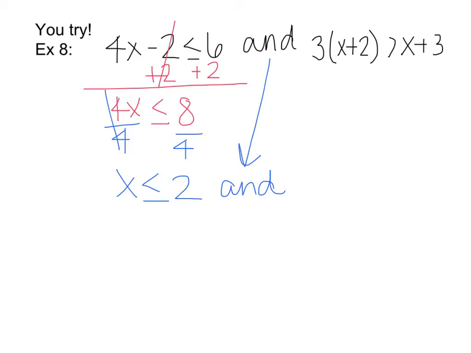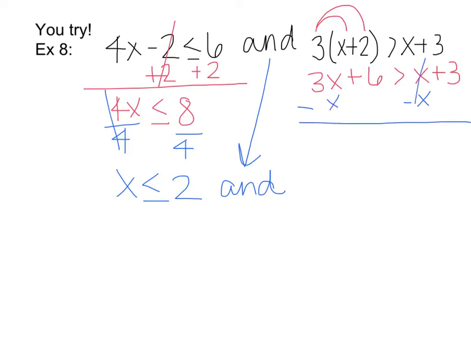Now on my right hand side I have a parenthesis, so I need to distribute my 3. So 3 times x is 3x. 3 times 2 is positive 6, and then you bring down your greater than, you bring down your x plus 3. Now, if you notice, you have x's on both sides of your inequality. I like to move the smallest x, and since it's positive, we're going to subtract it. 3x minus x gives you 2x. Bring down the plus 6 is greater than 3.